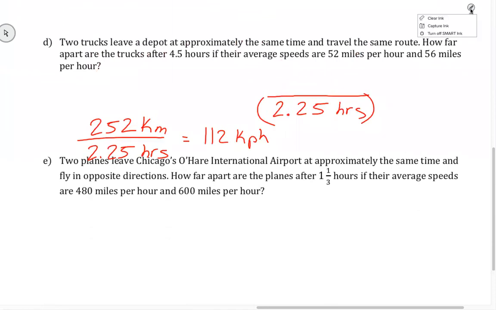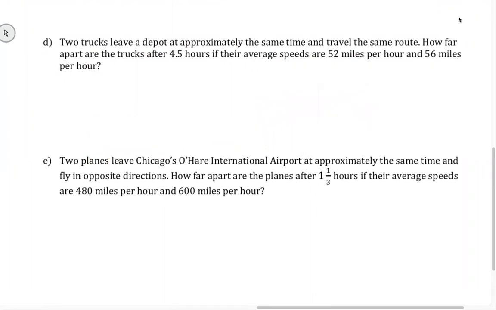Almost done. We got like 5 or 6 problems left.